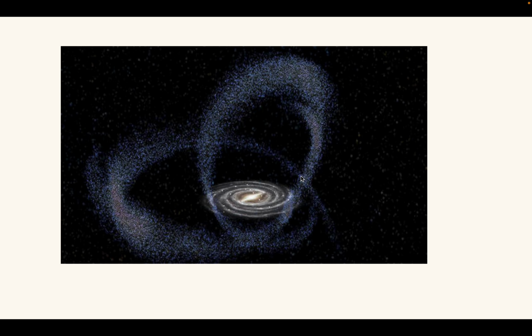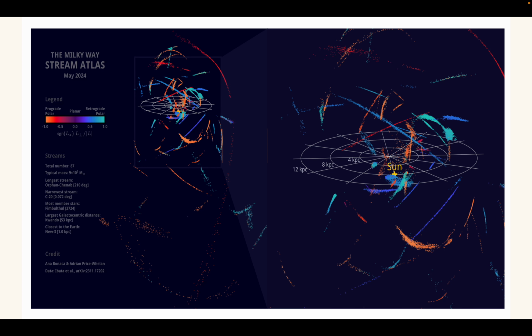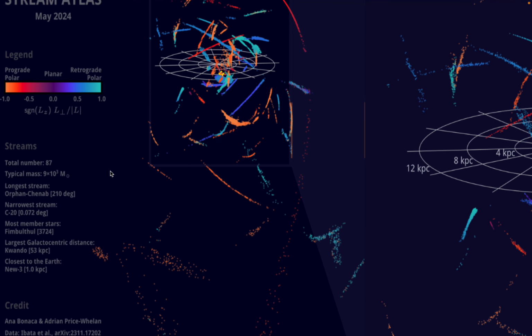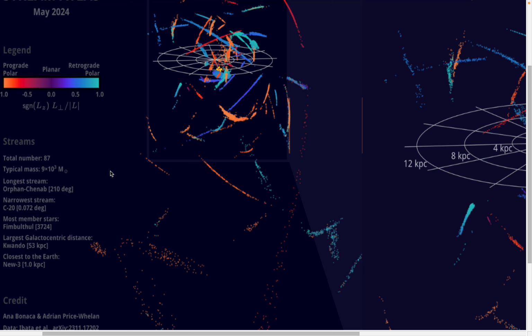Now, this is one example of such a discovery of stellar streams with the Gaia data release 3. You can find in the literature the Milky Way stream atlas. A total of 87 stellar streams have been discovered around the Milky Way. Typical mass is about 10 to the power 3 solar mass.